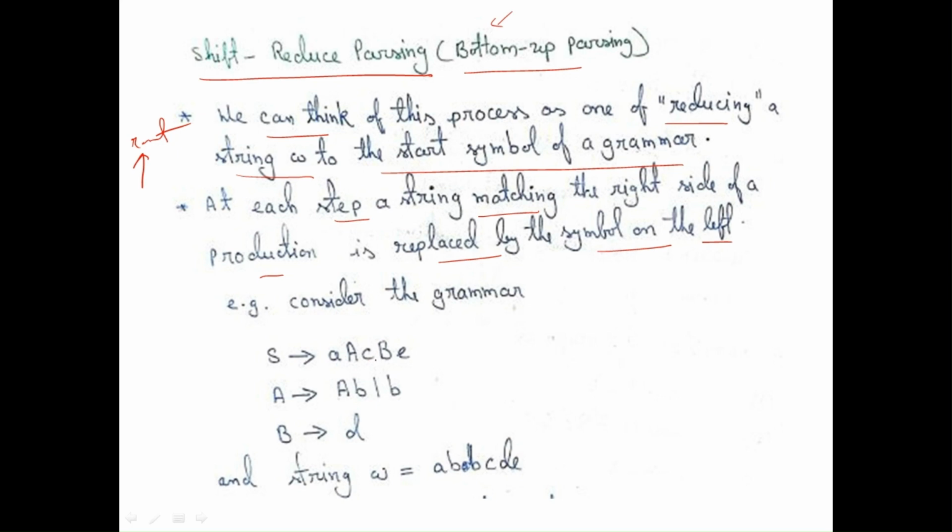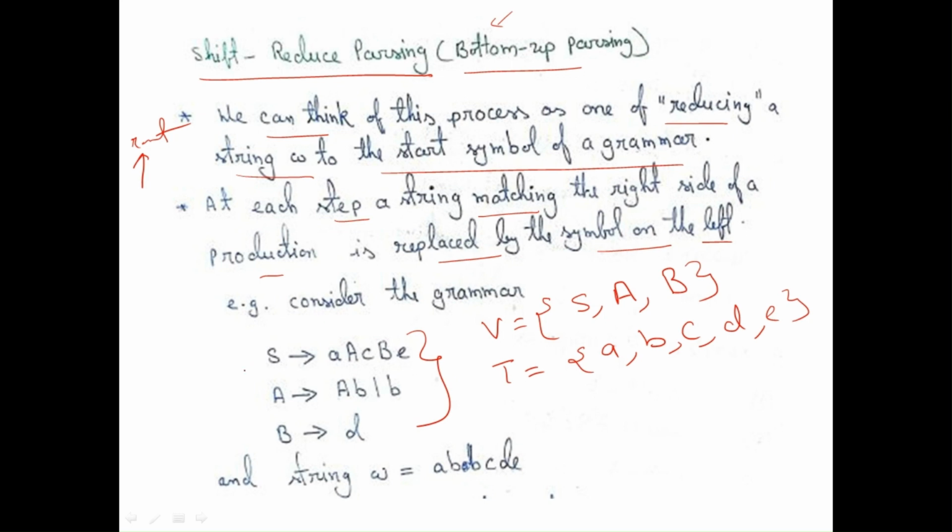Now consider this grammar. Here you can see the variable set consists of S, A, B. The terminal set is what? A, B, C, D, and E. These are the production rules, and S is the start symbol. Now suppose we have this string A, B, B, C, D, E. Now we will try to reduce this string to the start symbol or start variable. Okay.